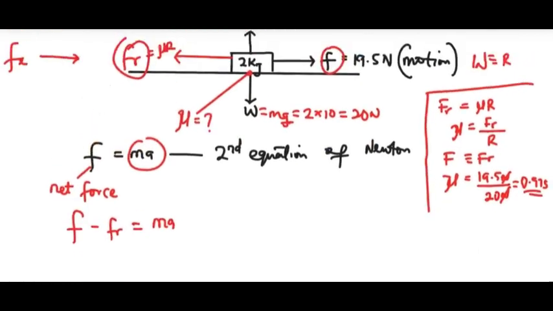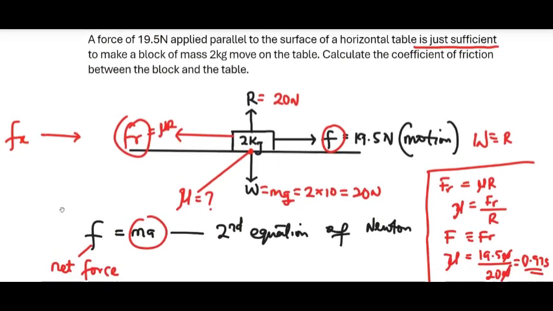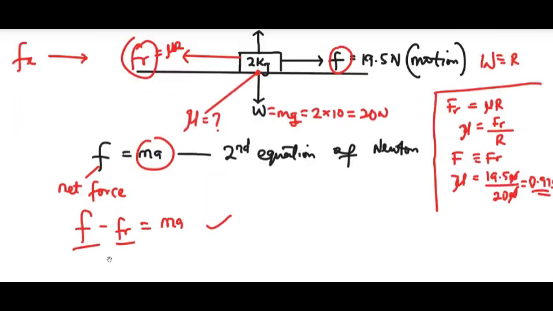Now the question is, why did I place the force in motion first before the frictional force? I should have written it as Fr minus F equals ma. Why did I do this instead? I did this because my force is assumed to be greater than the frictional force, because the question says the force is just sufficient to move the block, which means that at that point the force in motion is equal to or greater than the frictional force. Do you understand now?